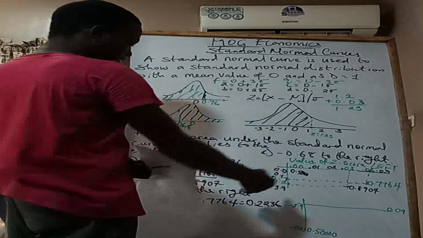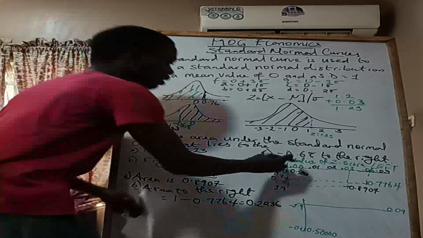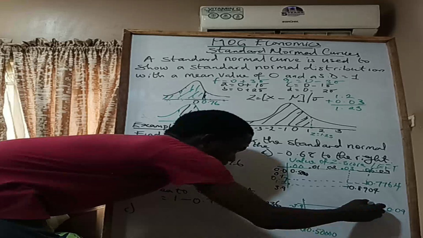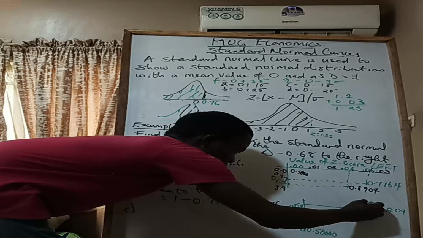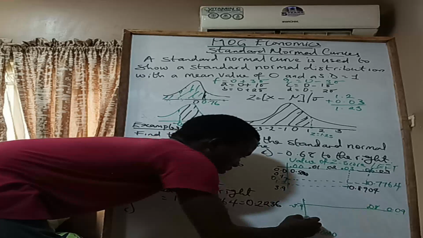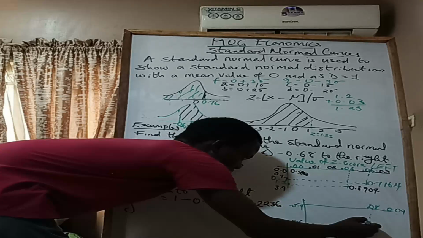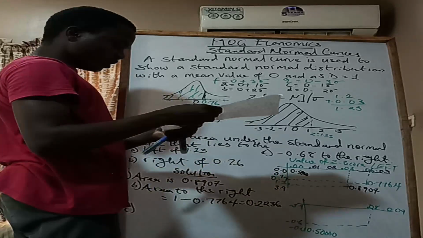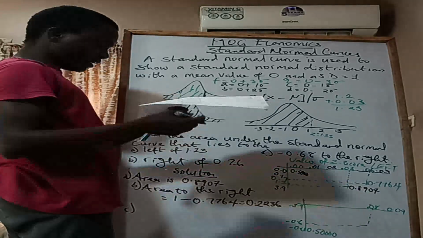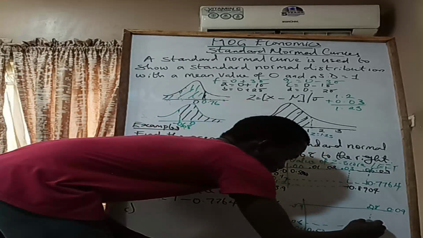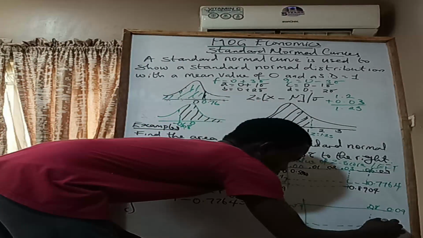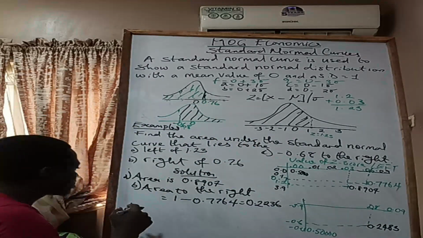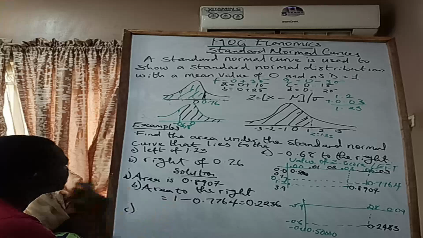But this table just gives us area to the left. So we are looking at minus 0.6 under 0.08. So we are looking at this. The number there is 0.2483.